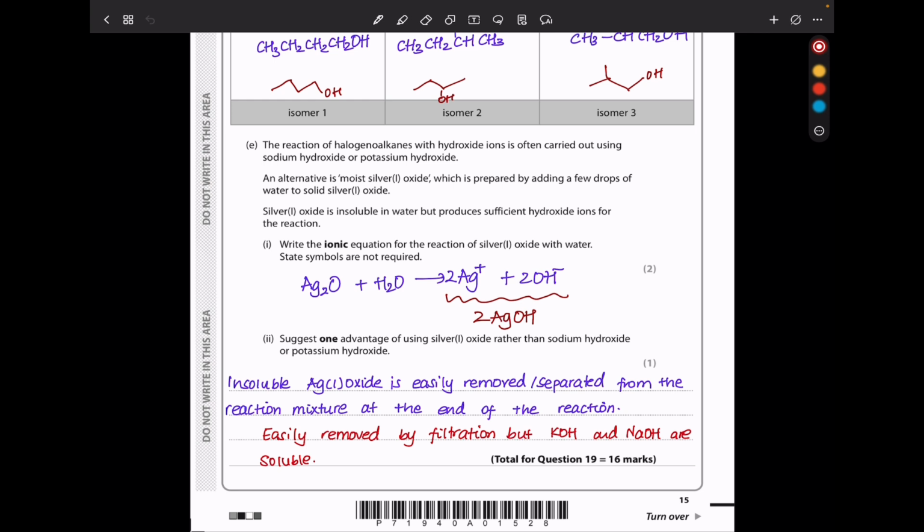So I said insoluble silver(I) oxide is easily removed or separated from the reaction mixture at the end of the reaction. This is because we can filter it out. So this brings us to the end of question 19. Let's continue to question 20.